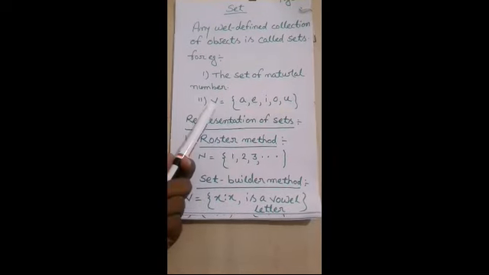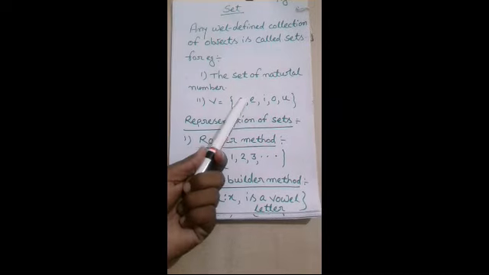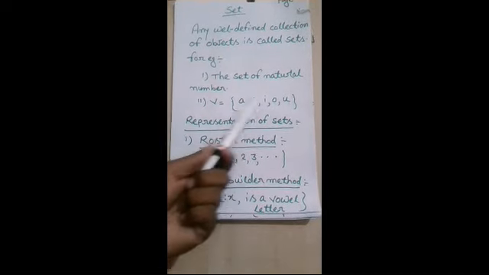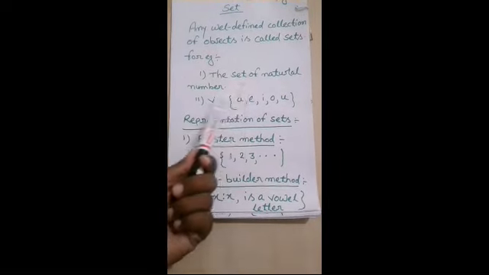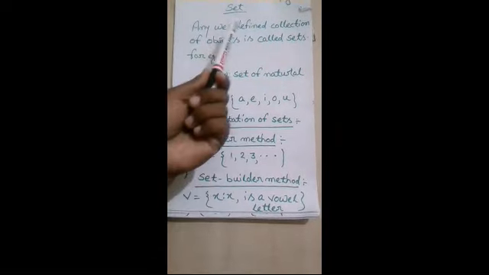You can see another example where it is written A, E, I, O, U. What are these things? These are vowel letters. So we can understand that this is well defined, so it is a set.